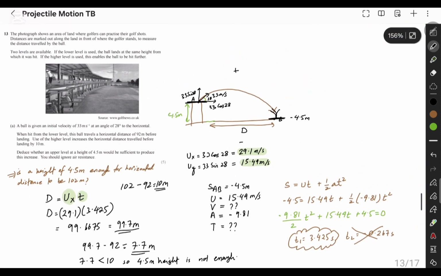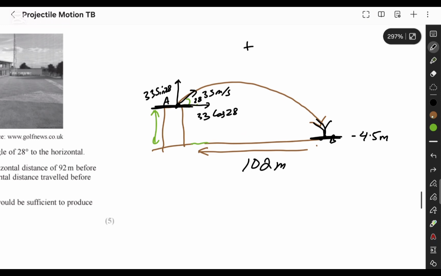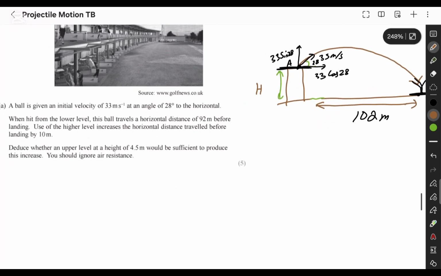Now I do want to move on to the next part as well, but I want to show you one more way to do this question as well. Now another way you can think about this is, what would be the vertical height H needed so that our horizontal distance is going to be 102 meters. So the first thing we can do for this one is we know SUVAT. We need at least 3 things from here to be able to get an equation and solve. Let's see what we know.